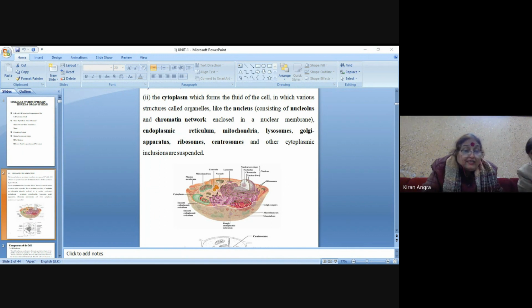Mitochondria, we all know, are the powerhouses or the energy houses of the cell. They are involved in the generation of the energy molecules. What are these energy molecules? They are ATP, adenosine triphosphate, and this ATP is used for various energy-dependent processes of the cell.